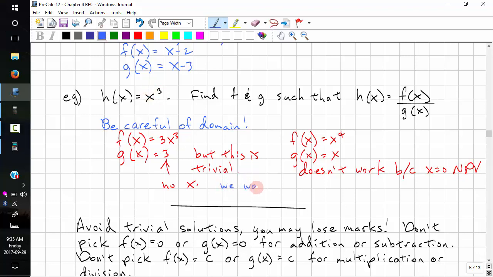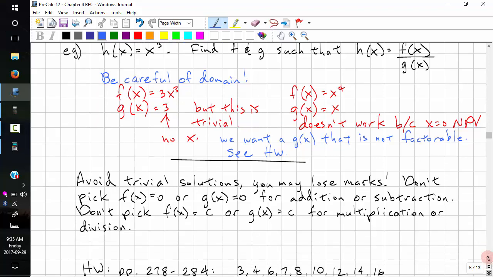We want a g of x that is not factorable. I'm not going to give you the answer, just see homework. And again, avoid trivial solutions because you will lose marks.